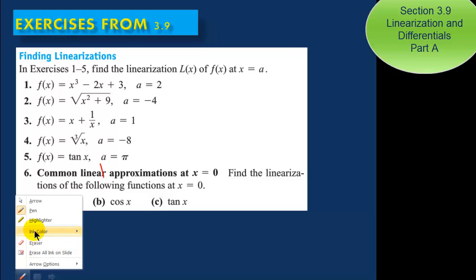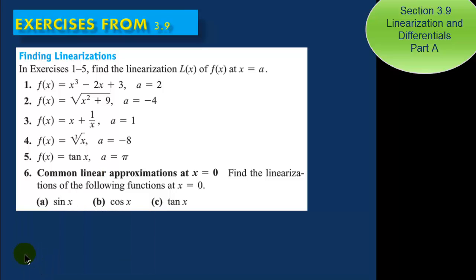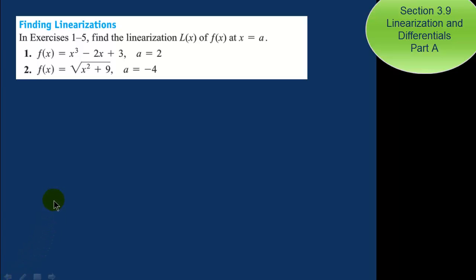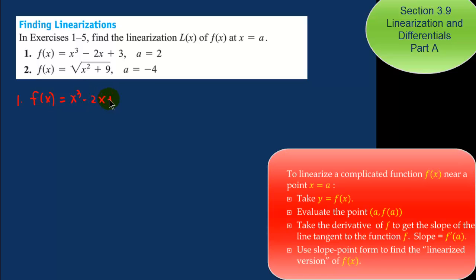Let me go ahead and work a few more problems from the back of the book. Out of these, we're asked to find the linearization L of x of the function at specified a. Okay, let's do number 1. F of x is equal to x cubed minus 2x plus 3. And we are to evaluate it or look at the linearization at a equal to 2. That means at x equal to 2.